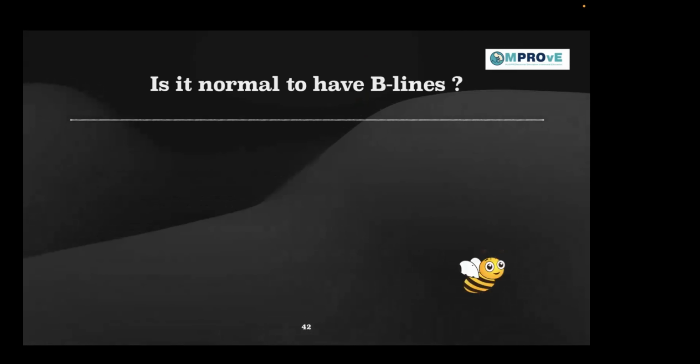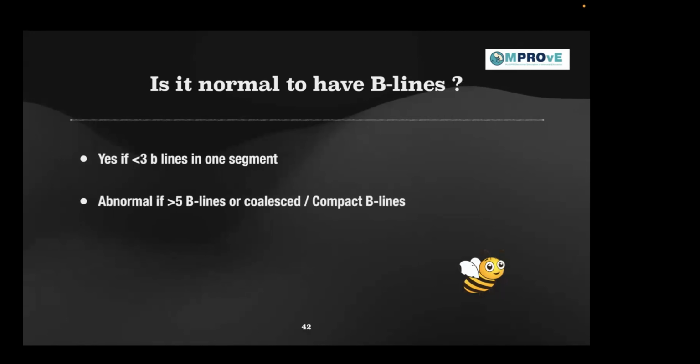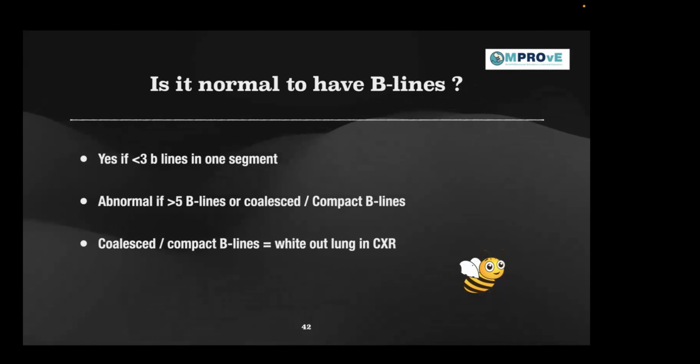So curly B lines on the ultrasound. Is it normal to have B lines then? Yes, if it is less than 3 B lines in one segment, and by one segment, I mean the bat wing sign. So if you see 2 ribs, an intercostal space, and in that particular intercostal space or segment, if you see less than 3 B lines, that's acceptable, that's normal. It is abnormal if you have more than 3; 3 to 5 is a gray area. More than 5 B lines is definitely abnormal, and beyond a point, it coalesces and it gives us compact B lines. We're going to talk about that.